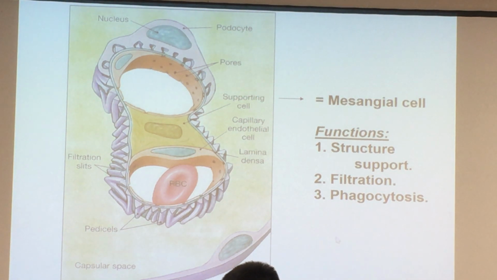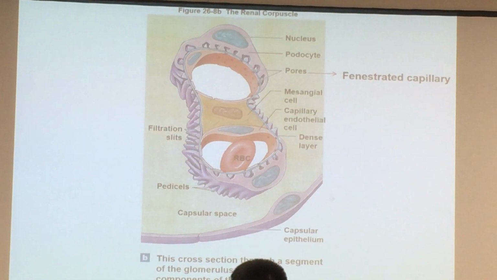Okay, and we mentioned the function here. This one is a new addition called mesangial cell. Okay. When you constrict, you can squeeze a little bit more fluid coming out.